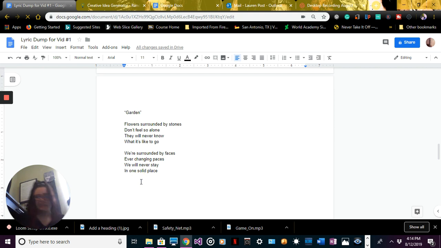Curtain was the one that I really liked from yesterday. Flowers surrounded by stones, don't feel so alone, they will never know what it's like to go. We're surrounded by faces, ever-changing paces, we will never stay in one solid place.